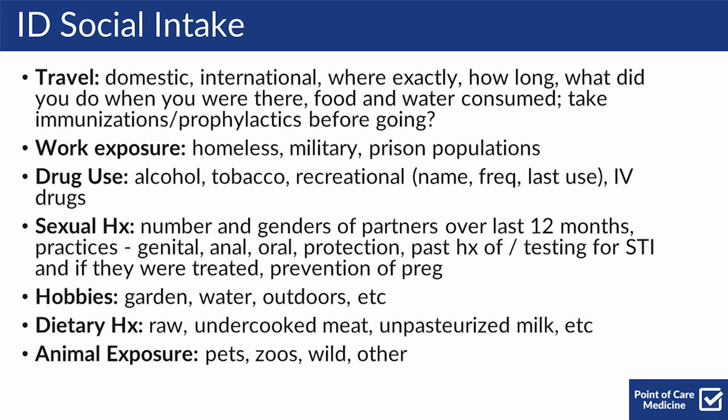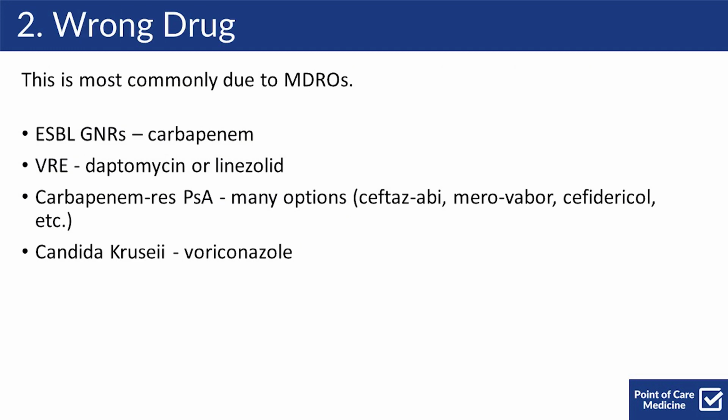Hobbies that might put them at risk include gardening, water sports, or going into the outdoors. Their dietary history, including the consumption of raw or undercooked meats, unpasteurized milk, and animal exposure, including pets, zoos, wildlife, or other like livestock. The next on the differential is the wrong drug.